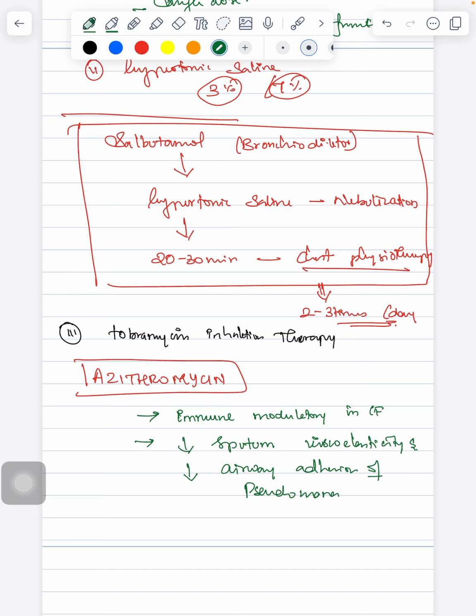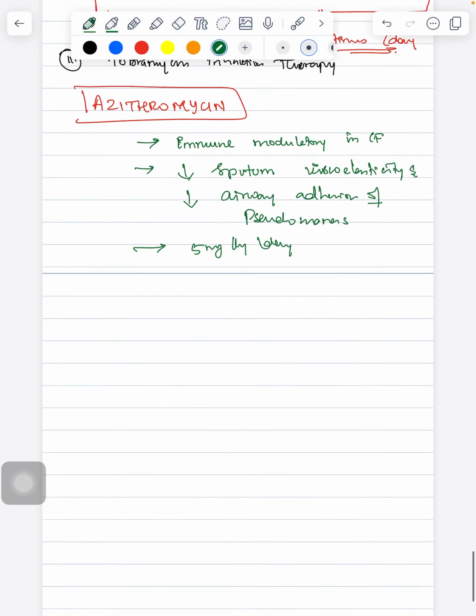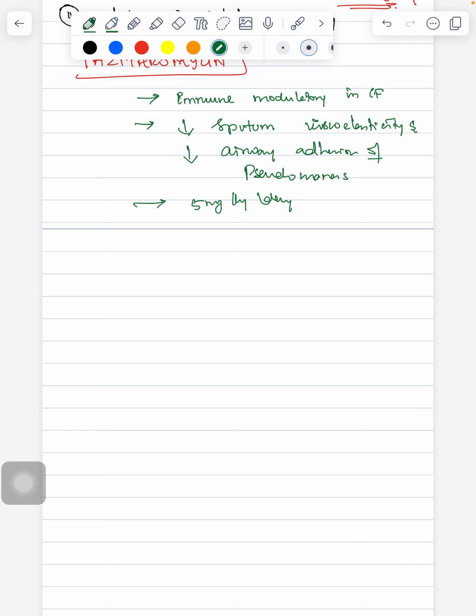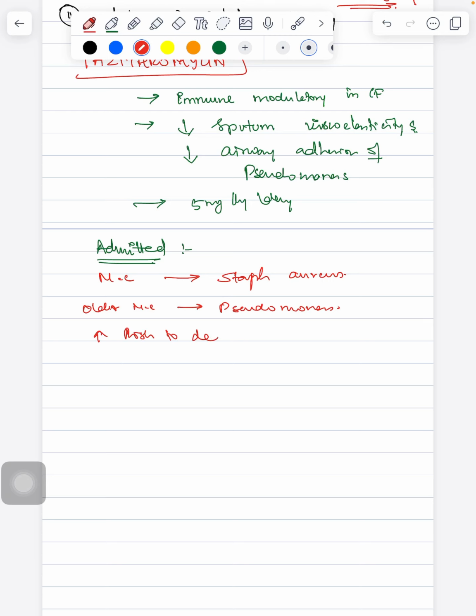Okay. Suppose if the child has respiratory symptoms or signs or change in the lung function with the chest x-ray findings and all, and you have admitted the child. If you have admitted the child, what are the organisms you will suspect? The most common organism will be your Staph aureus. In older children, your most common organism will be your Pseudomonas. The organism that is having increased risk of death will be your Burkholderia cepacia. Okay, so these are the organisms that can lead to bronchiectasis in this child.